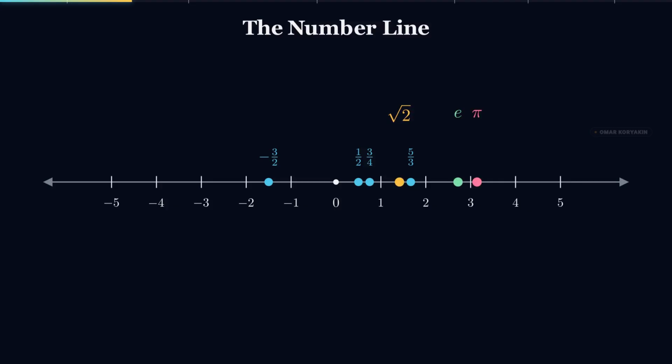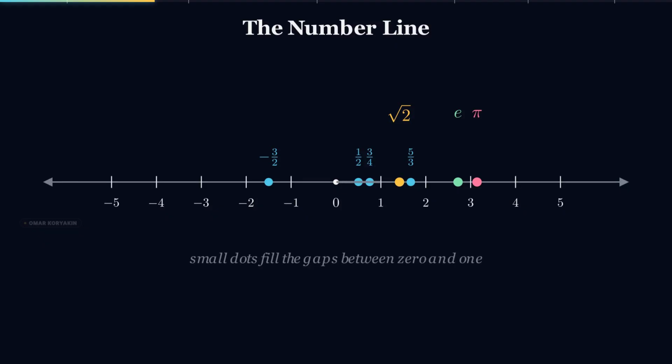Now the irrationals. These are numbers that cannot be written as a clean ratio of two whole numbers. The square root of 2 appears as a yellow dot at 1.41, just past the 1. Pi appears as a pink dot at 3.14, just past the 3. The constant e appears as a green dot at 2.7, between the 2 and the 3. These three numbers are infinite, non-repeating decimals, and yet they each sit at a single fixed point on the line.